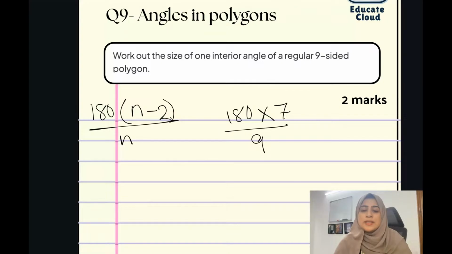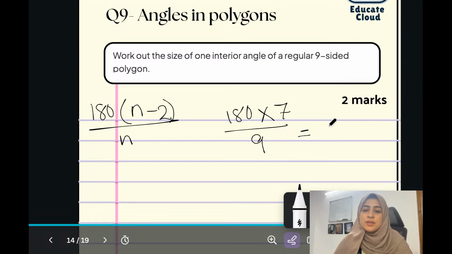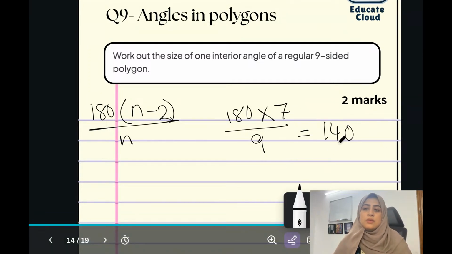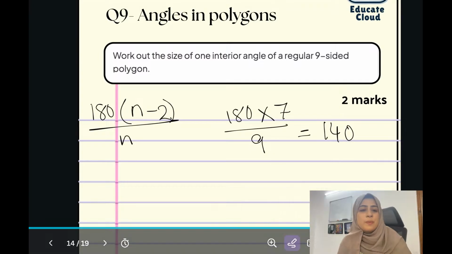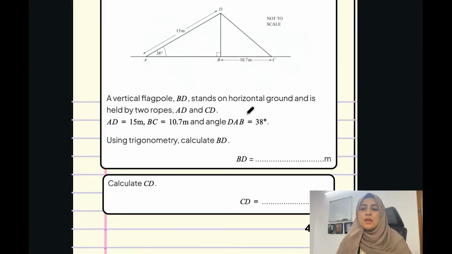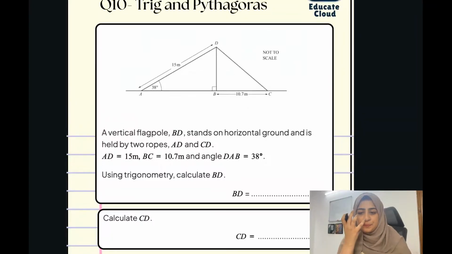So 180 times by 7, and then divided by 9. So that would give us 140 per interior angle of the polygon. Okay? So this is a tricky one as well.